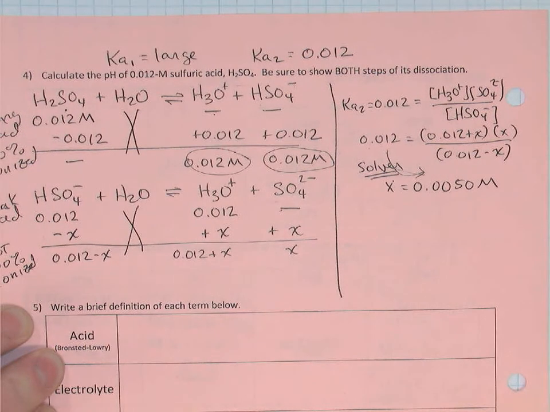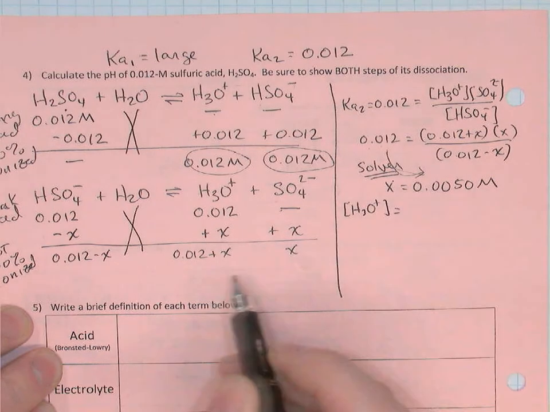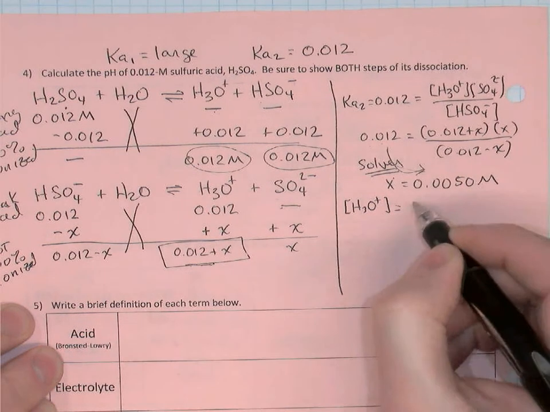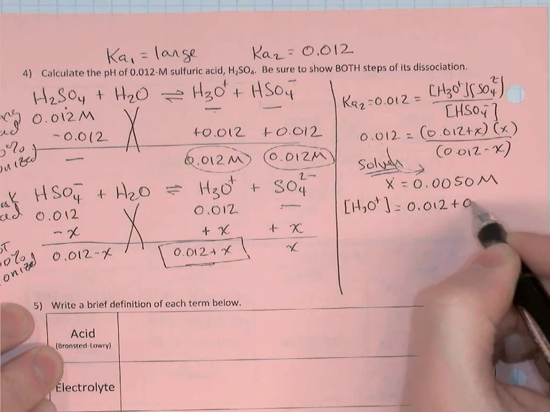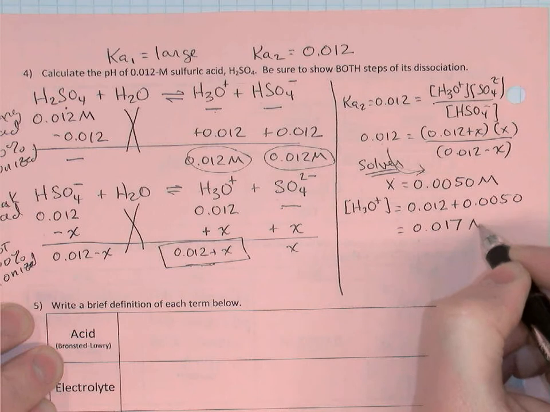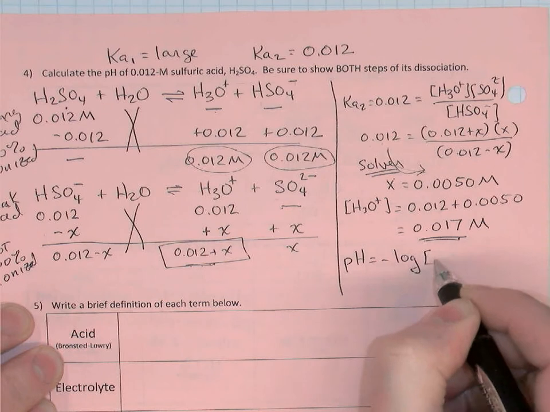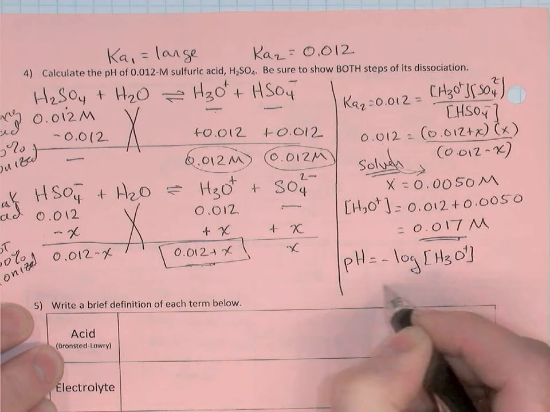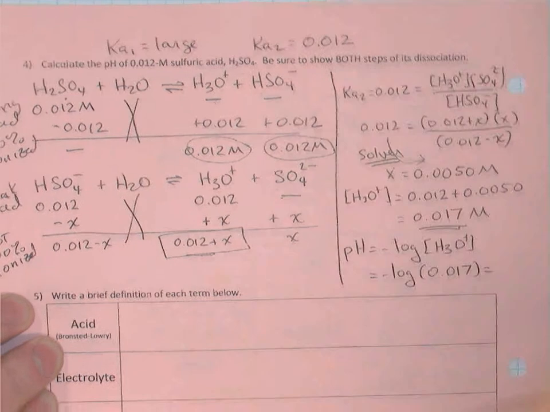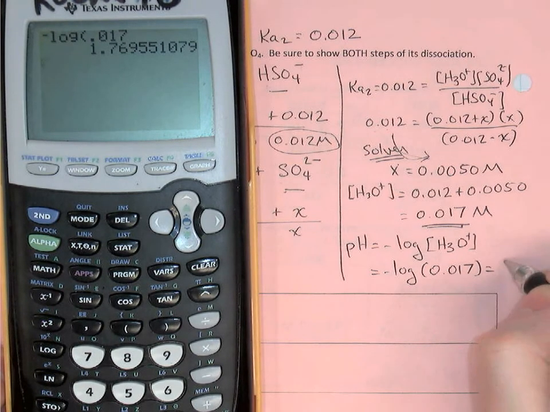So now that we've got the value of x, we can say the concentration of hydronium, looking at step 2, was 0.012 plus x. So we're going to say here 0.012 plus 0.0050, which means we get 0.017 molarity. And now the pH is the negative log of the hydronium, negative log of 0.017, which is 1.77.